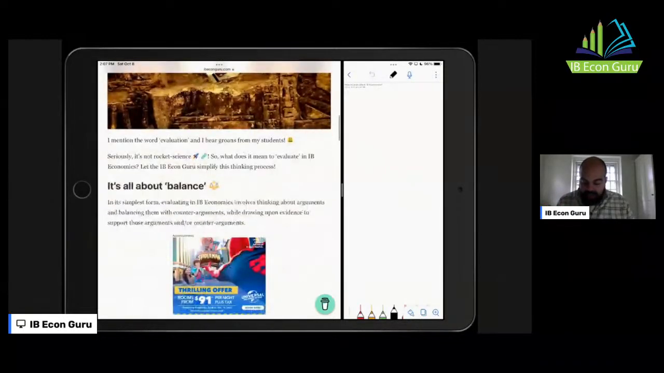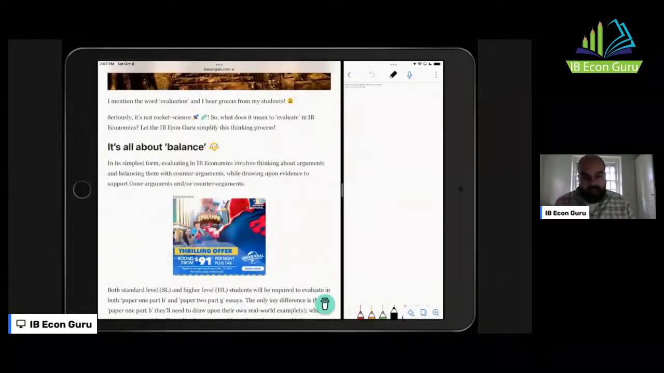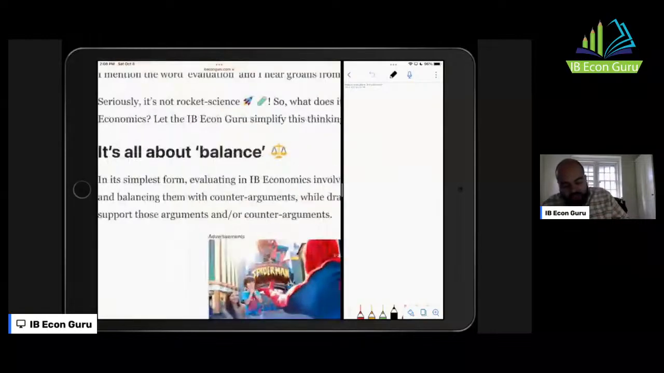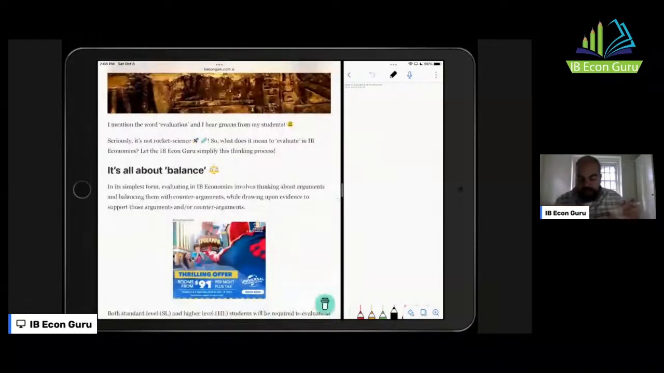All right. So first thing I want to say is that evaluation is not rocket science. In fact, the way the syllabus is structured and the way your textbooks, whatever textbook you're using, by the way, the way it's structured, there's already lots of evaluation. The first thing you need to know about evaluation is that it's all about balance. What do I mean by this? Well, in its simplest form, evaluating in IB Economics involves thinking about arguments and balancing them with counter arguments while drawing upon evidence to support those arguments and or counter arguments.